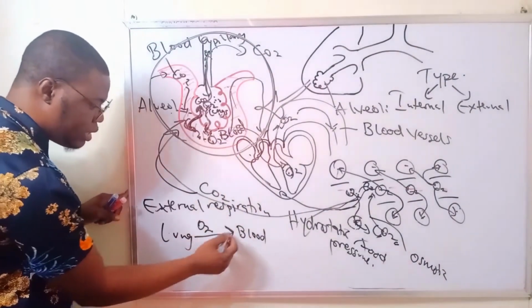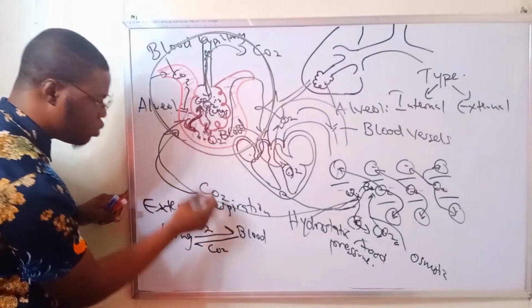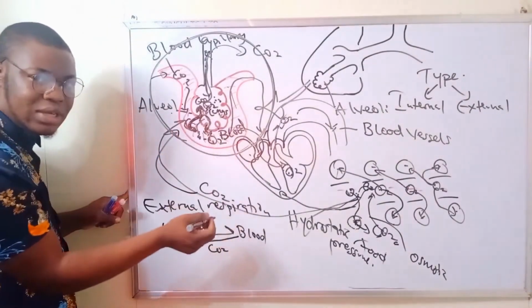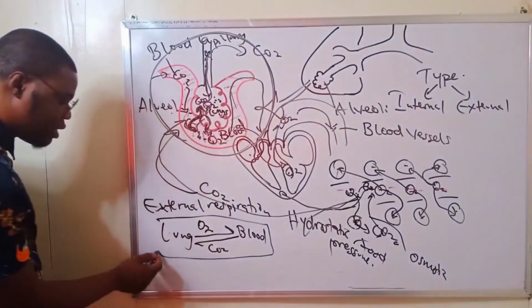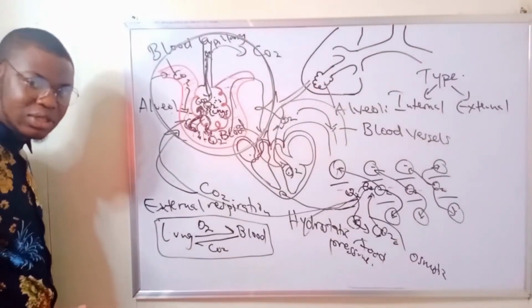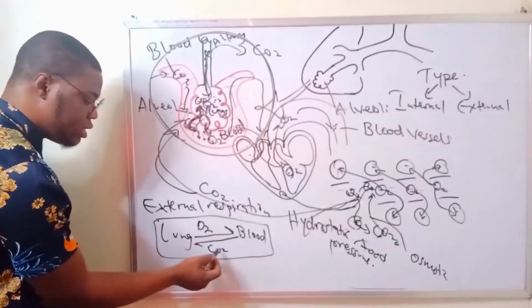And now from the blood, the other way around, it gives what back? It gives back CO2. So CO2 from the blood enters into the lungs, and that is external respiration. So from this chart, once you know this, you can easily define external respiration, just like an equation in chemistry. So this will just be what? It is this O2 and CO2. CO2 going to blood, CO2 going to lung.